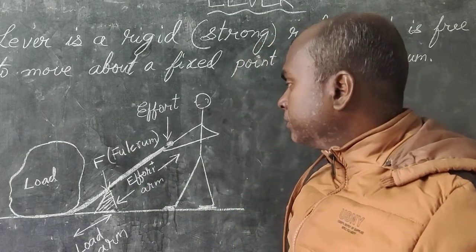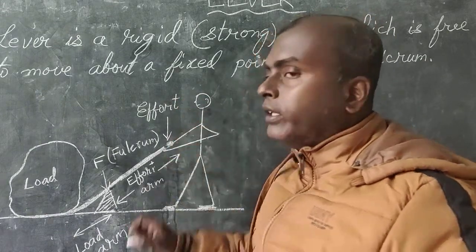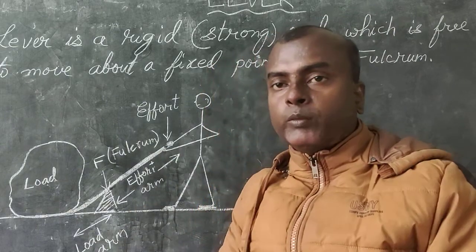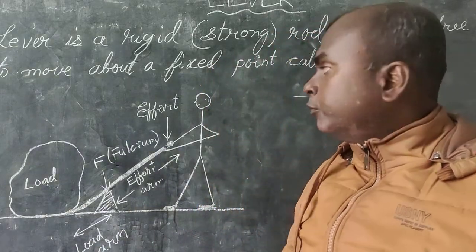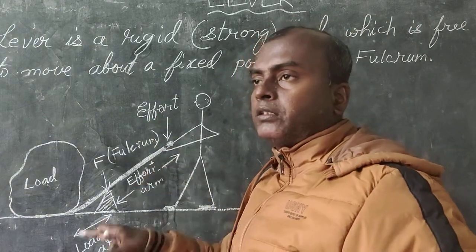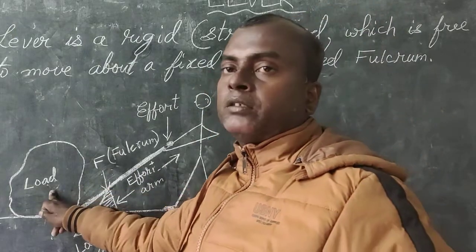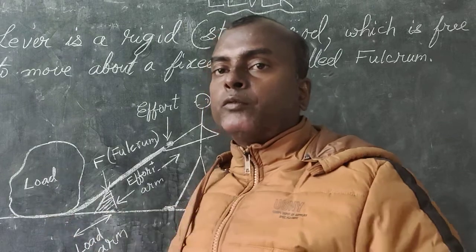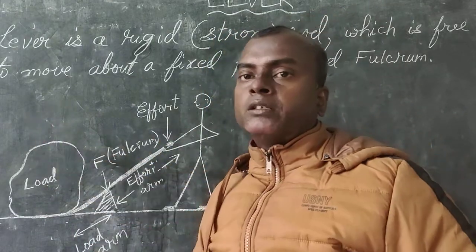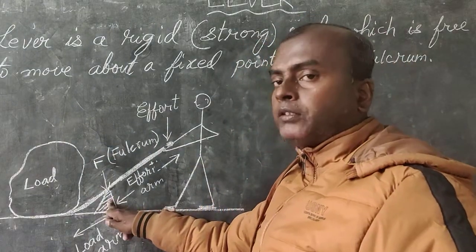So there are some terms we already learned yesterday. The point where the man is holding this rod in his hand, that point is the point where he is applying force. That force is called effort. Effort is given to this rod. Then this is load. Load is the object on which the force is being applied. Force is applied on the rod. Rod is applying force on the object. That object is called load. Okay, fulcrum we have already studied.